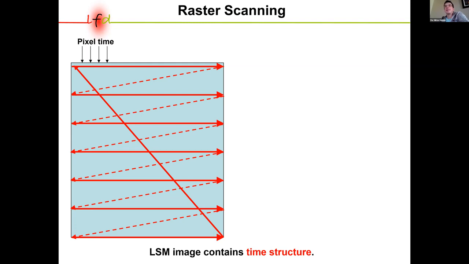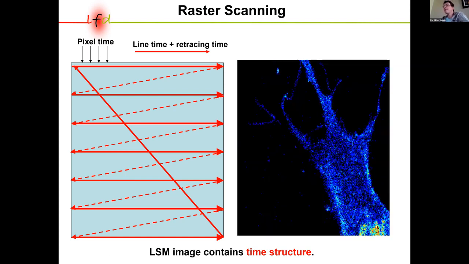Typically, we have a couple of parameters. One is the pixel dwell time, and we have the line time, which is how many pixels are in a line times the pixel dwell time. But then you have to consider that you also have to jump back to the origin, to the left-hand side of the image, to scan the next line. So you have this retracing time on top of it. And here on the right, you can see an example of such a laser scanned image, which shows a part of a cell expressing a fluorescent protein.